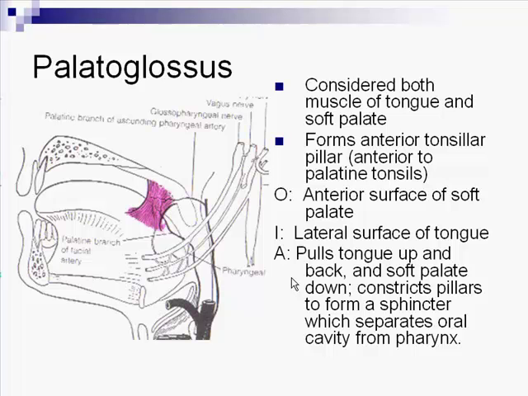Palatoglossus, when you think of glossus, always think of the tongue. This forms the anterior tonsillar pillar. It's the vertical fold anterior to the palatine tonsil. Its origin is from the median palatine raphe, which is a midline fibrous band of the palate. This pulls the tongue up and back and the soft palate down.